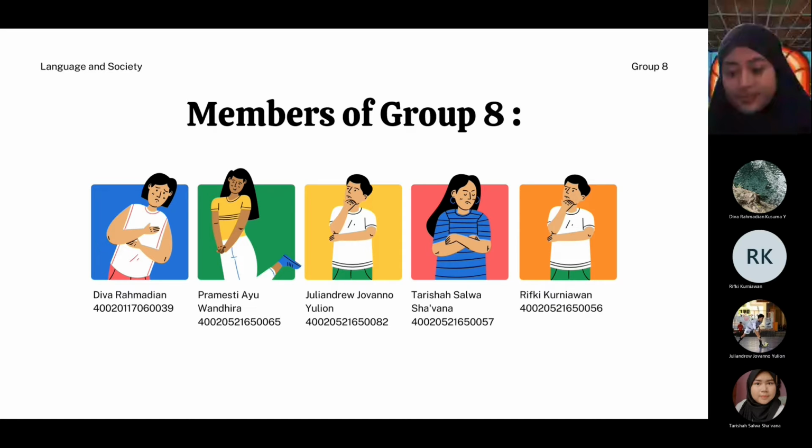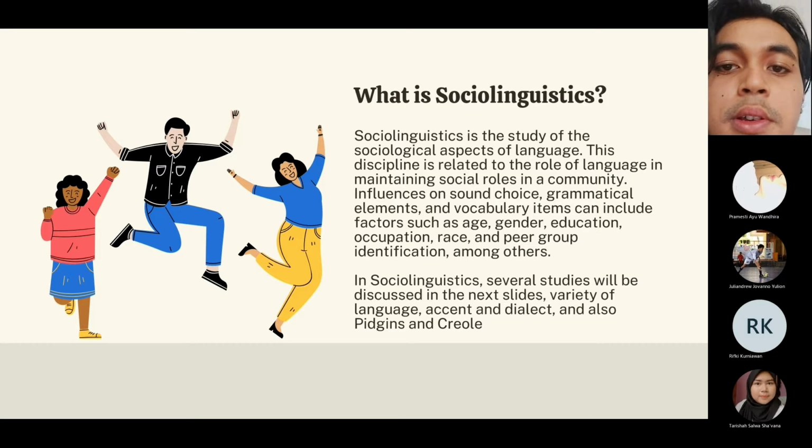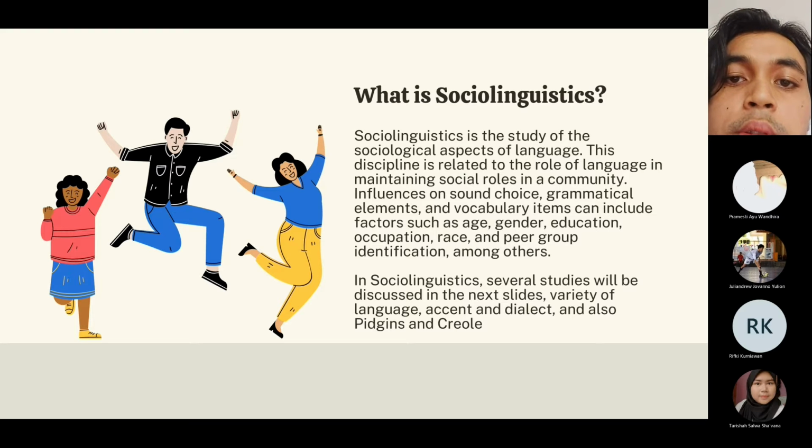And today we are going to talk about language and society. Alright, first, what is sociolinguistics? Sociolinguistics is the study of the sociological aspect of language. This discipline is related to the role of language in maintaining social roles in a community.